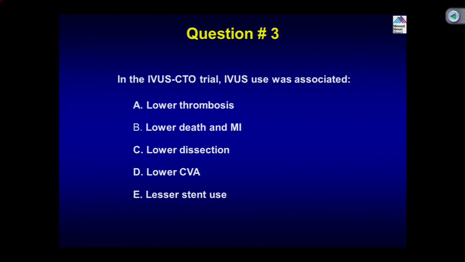None of the above. And lastly, in the IVUS CTO trial, IVUS use was associated with lower thrombosis, lower death and MI, lower dissection, lower CVA, and lesser stent use. So I think these are all very simple salient points that should be clear with the didactic discussion we had.